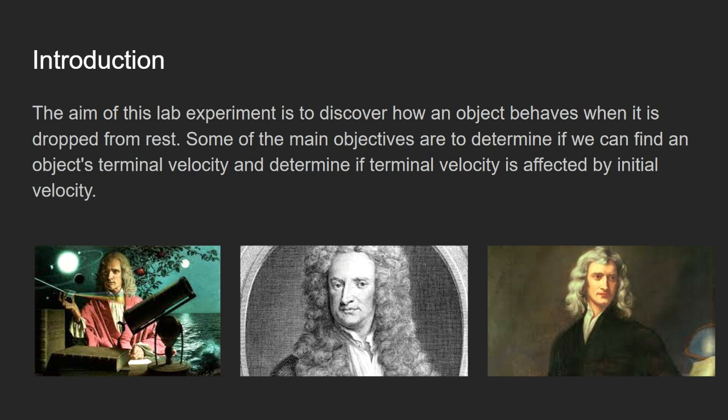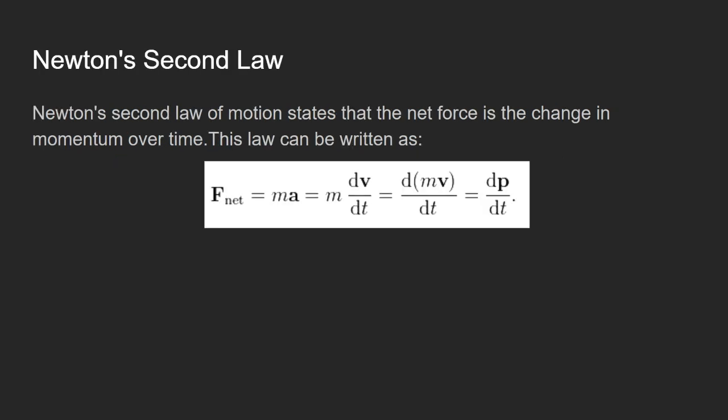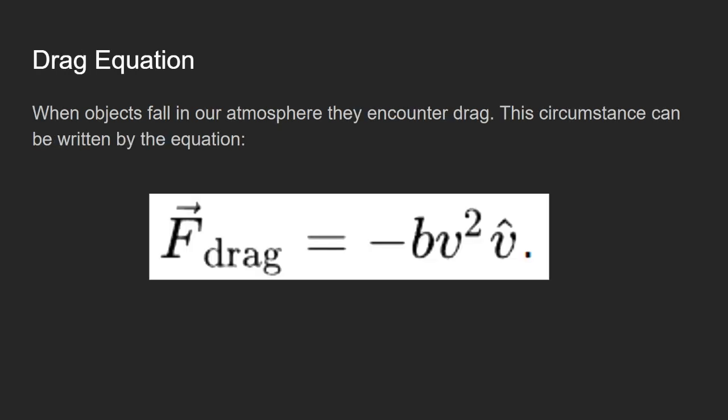Here are pictures of Isaac Newton. Going on from Newton's second law, this is some context that we need to understand before we get into this lab. Newton's second law of motion states that the net force is the change in momentum over time. It can be written as F net equals ma, or as what I said previously, momentum over time, which is dp over dt. We also need to understand the drag equation.